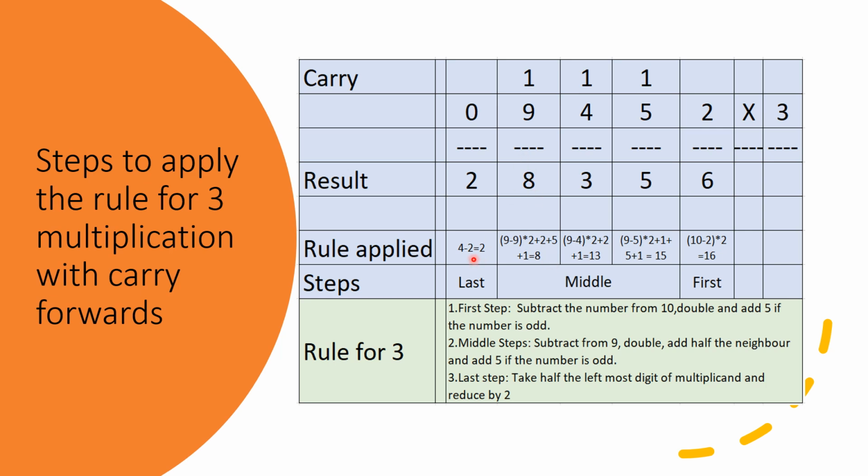So for the last digit we are considering half the leftmost digit, that is 9. Half of the 9 is 4. 4 minus 2, we are applying the rule to reduce by 2. So 4 minus 2 equal to 2. So the answer is 28356.